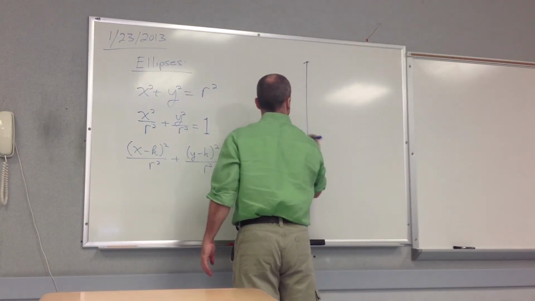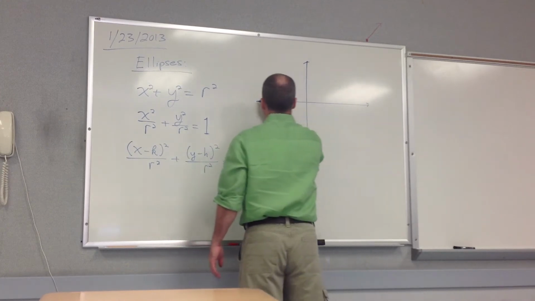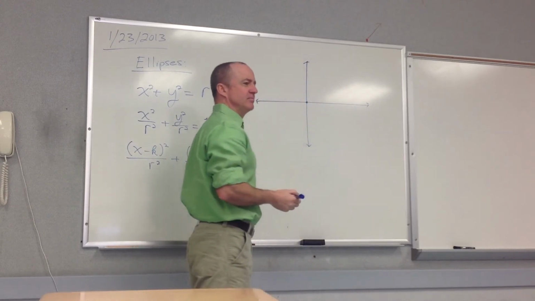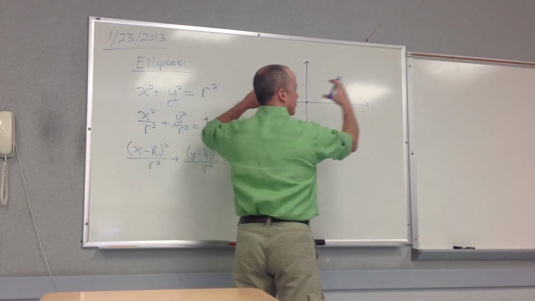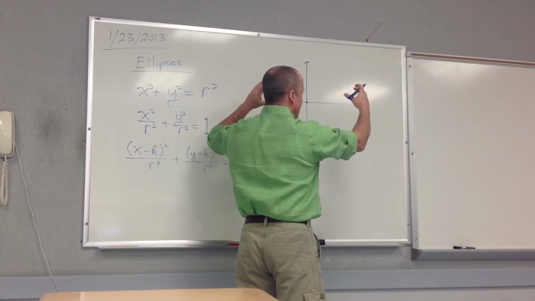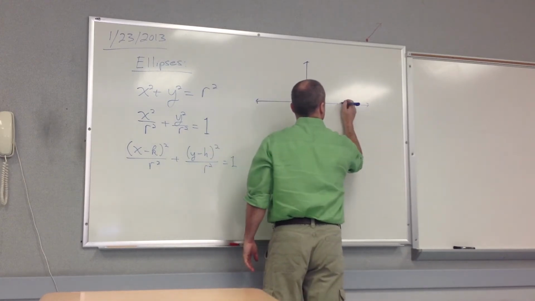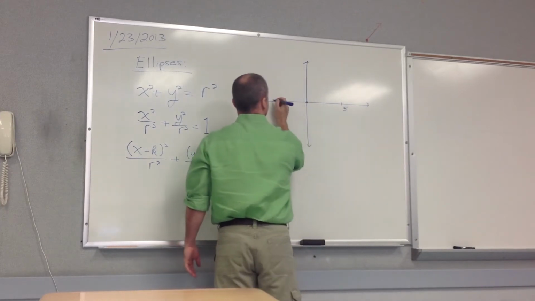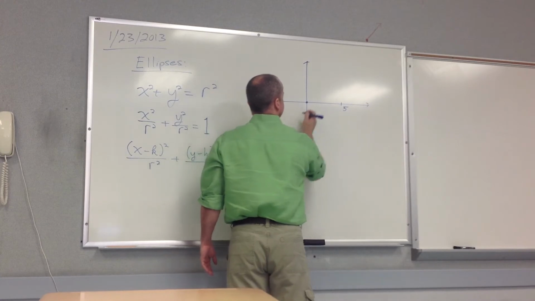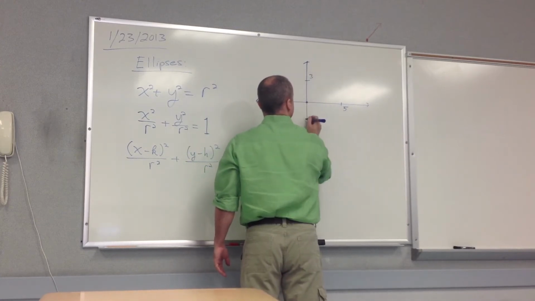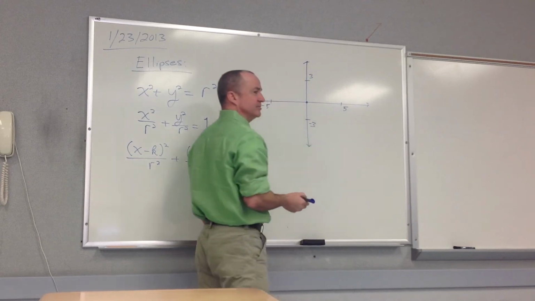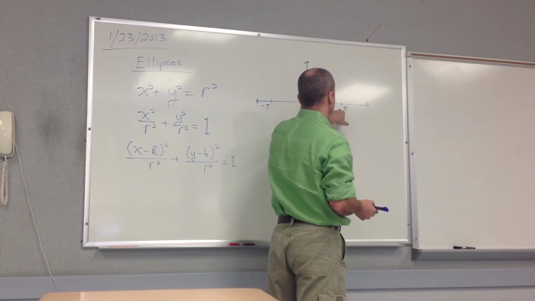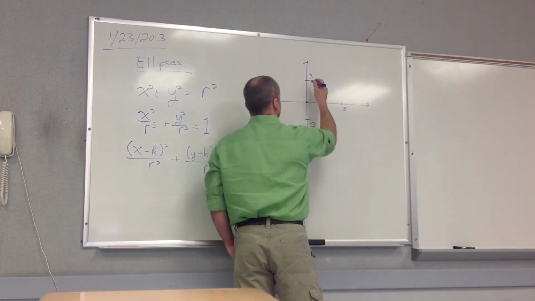I'm going to graph an ellipse. If an ellipse is centered at the origin, I'm going to do an ellipse that's more wide than it is high. So I'm going to do an ellipse that goes to the right 5 units and to the left 5 units, and goes up 3 units and down 3 units. I can draw an ellipse that goes 5 units in all directions, but then that's just a circle.